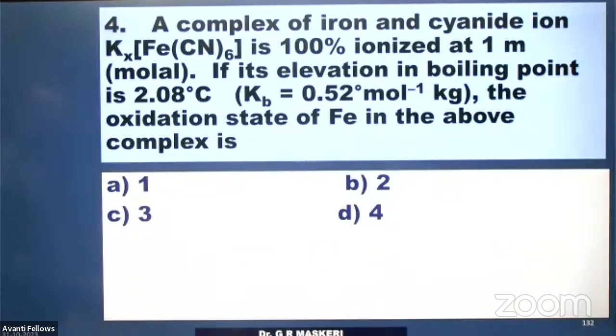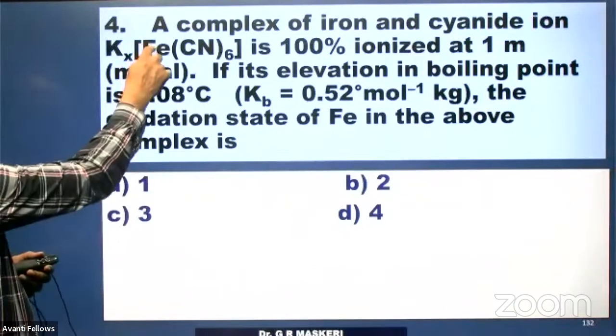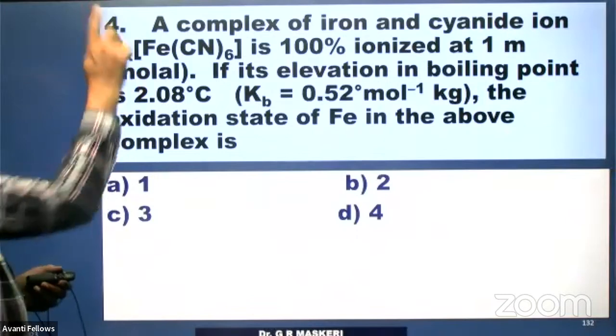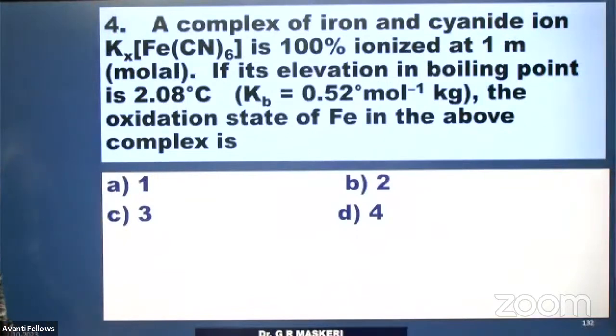Now, a complex of iron and the cyanide ion is 100% ionized in 1 molar solution. If its elevation in boiling point is 2.08 degrees Celsius, the oxidation state of Fe in the above complex is... The oxidation state of Fe is being asked, K is given as X. Tricky question, very tricky question.